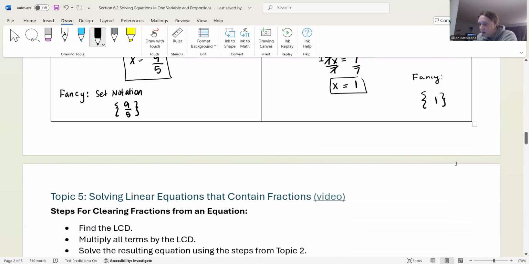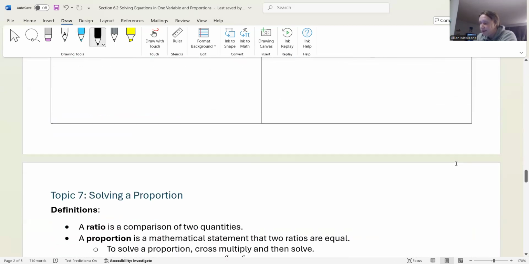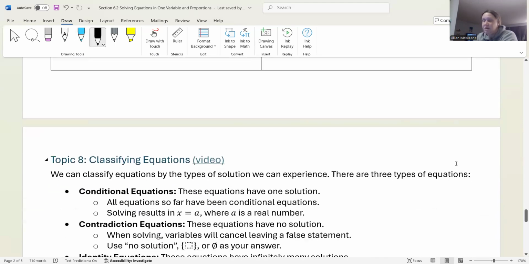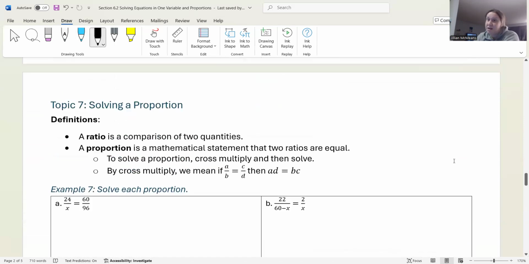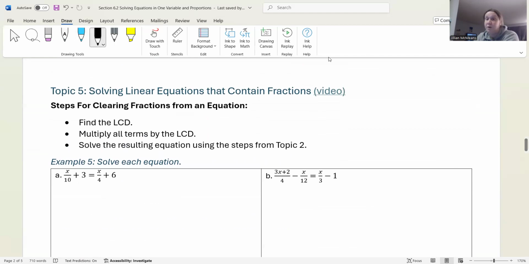I don't want to lie to you. I think we're going to clear fractions, then decimals, then we're going to solve a proportion, and then eventually, we're going to classify equations. This is a long set of notes, so bear with me. All right, so next up, we will clear fractions from equations.